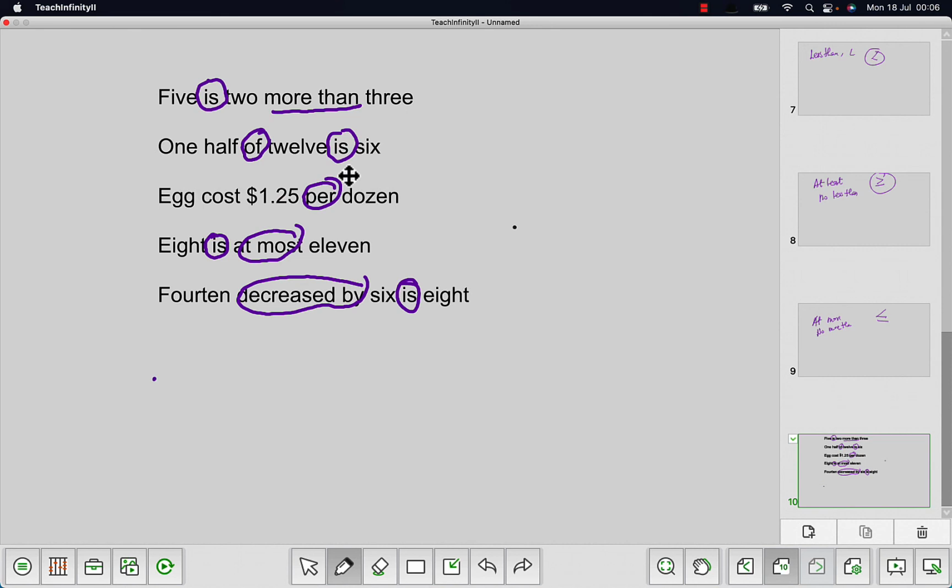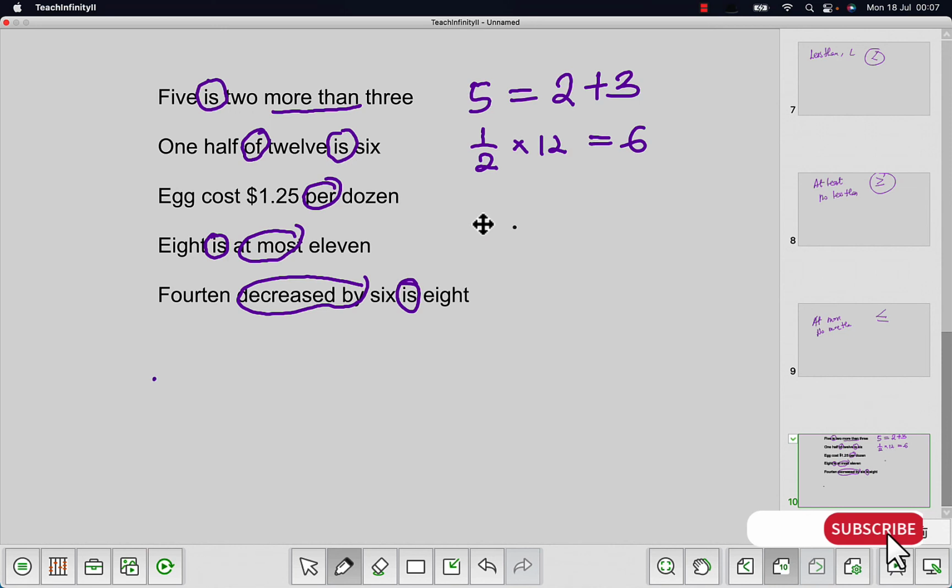We said that "is" is the same as equal to. More than can be addition. So 5 is equal to, is 2 more than, is 2 plus 3. That makes a lot of sense, right? 1/2 of 12 is 6. We said that this is 1/2 of, and of means multiplication, of 12. "Is" is equal to 6. This is pretty simple, right?